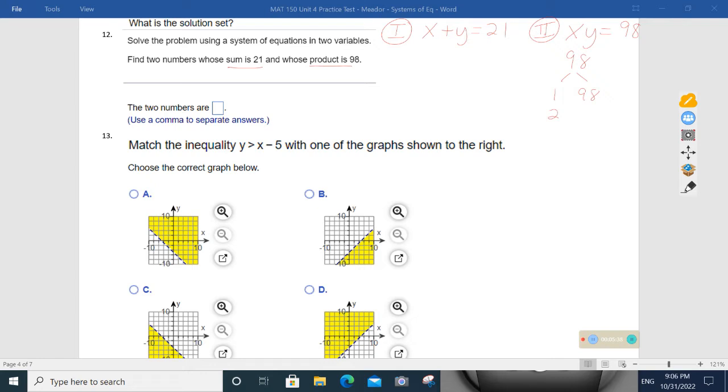Where did my calculator go? Let's see. It was just right there. I'll just have to do it the long way. All right, so here we go. 98 divided by 2 is 49.